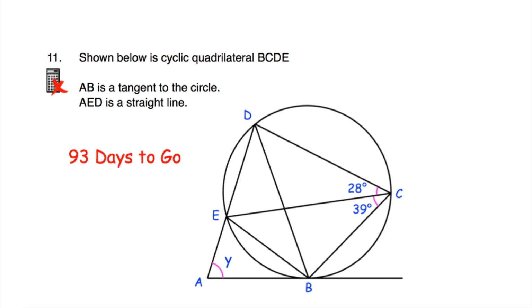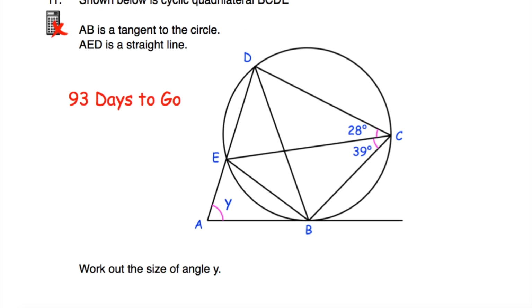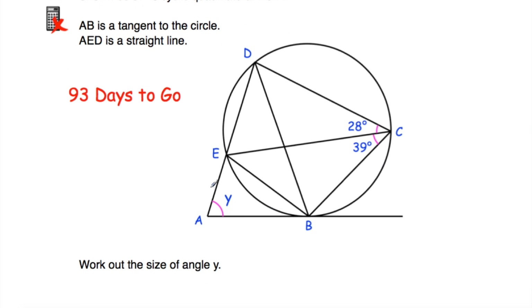Okay, next question, question number 11. So question number 11 is circle theorems, and we covered circle theorems way back with 93 days to go. So we've got this circle, and we've got a tangent, we've got AB a tangent, and we've got AED is a straight line, and we've got the cyclic quadrilateral here as well. And we've been asked to find the size of angle Y, so we want to find the size of this angle. So think back to your circle theorems. You may have written them on your windows with your window pens or on your cheat sheet. So it's important to know the circle theorems.